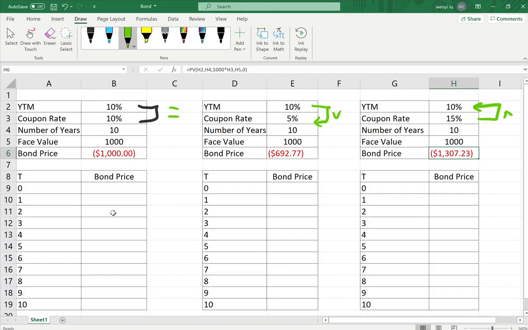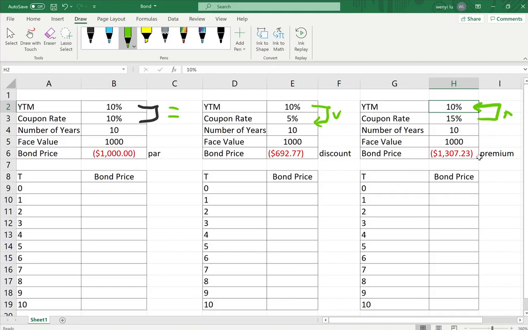So you can see the bond can trade at par if the coupon rate equals the yield to maturity, at a discount if the coupon rate is less than the yield to maturity, or at a premium if the bond coupon rate is more than the yield to maturity. The prices we just solved double check our three rules from the first part of today's lecture.